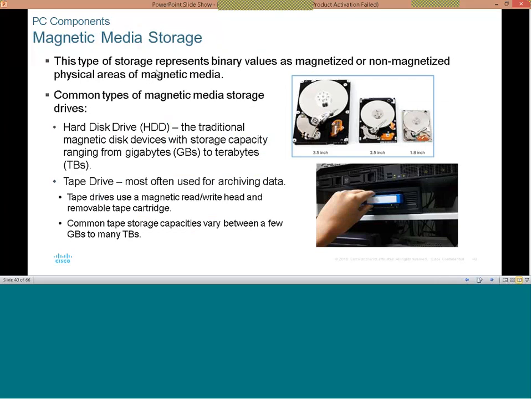So what we're saying here is that the hard disk is the traditional magnetic disk device with storage capacity rated in gigabytes up to terabytes and all of that. It has that magnetic media type, which helps it keep your information in different memory locations and then call them up when necessary. So here is a display of the internal structure, or the internal architecture, of your normal hard drive.